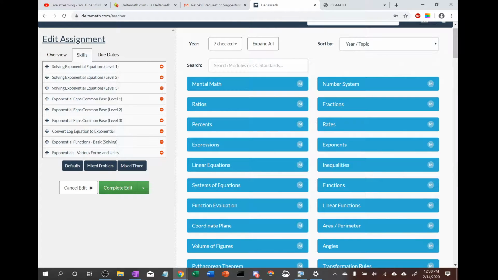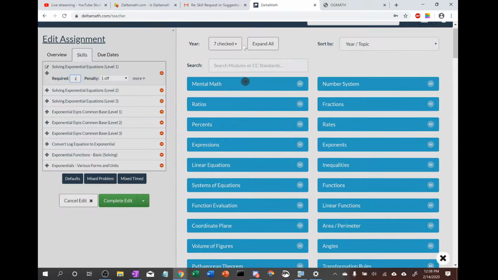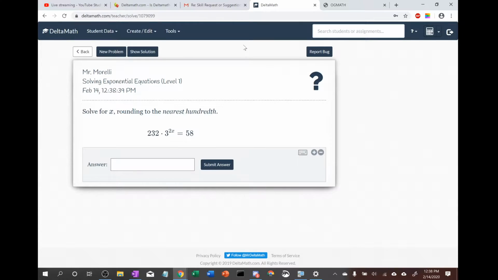Ladies and gentlemen, here we go. Level 1. This is a problem that you'll see something just like this. Oh, we're not going to do that. That's too hard.